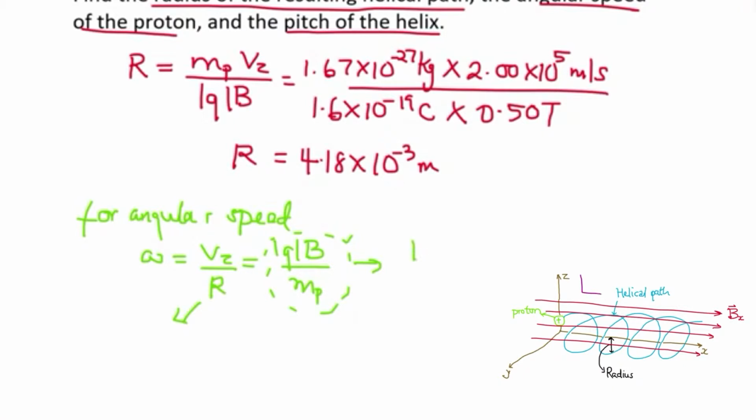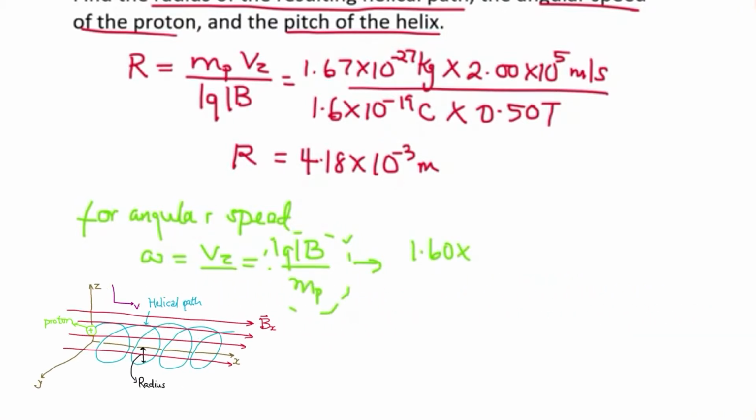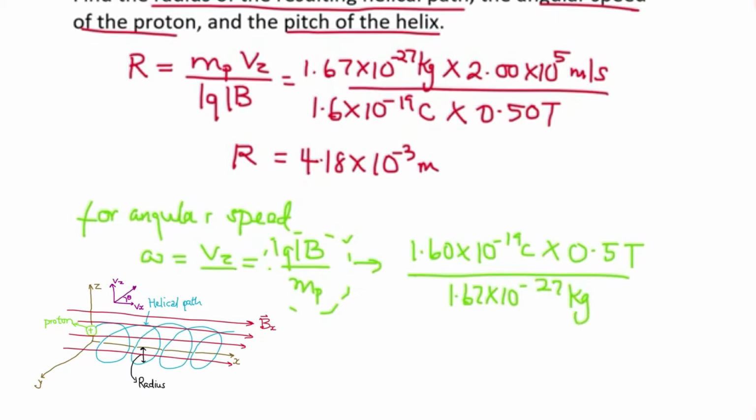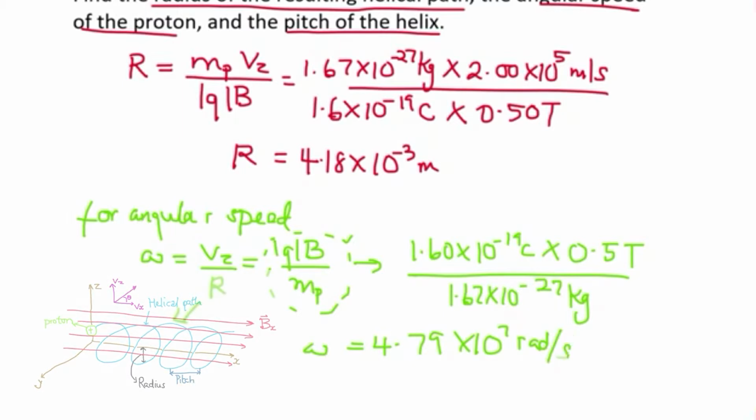So in this case, we have 1.60 times 10 to the negative 19 coulomb multiplied by 0.5 Tesla, divided by the mass of the proton, which is 1.67 times 10 to the negative 27 kilograms. As a result, what we get for angular speed is around 4.79 times 10 to the 7 radians per second.